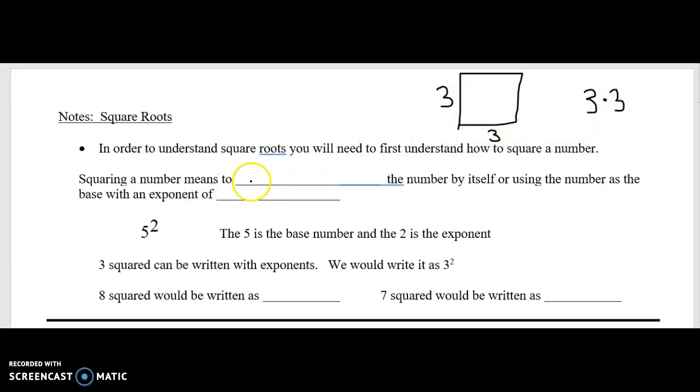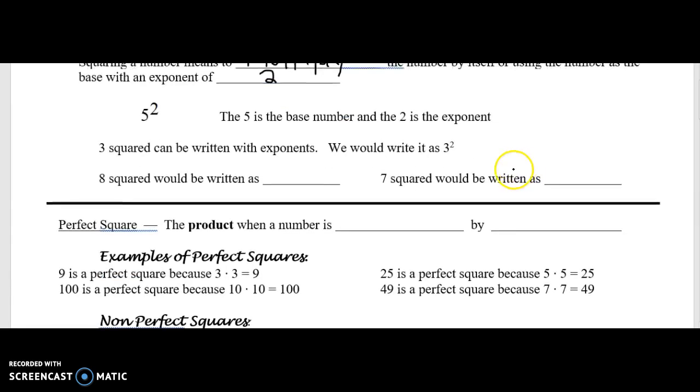So squaring a number means to multiply the number by itself. Okay, it's just a fancy way of saying multiplying the number by itself, or it's denoting it with the exponent 2. This means that you're multiplying it by itself. If you remember back when we talked about powers and our exponent laws, okay? So that's kind of where this term comes from. So if you look down here, 8 squared will be written as 8 to the second power. And 7 squared will be written as 7 to the second power.